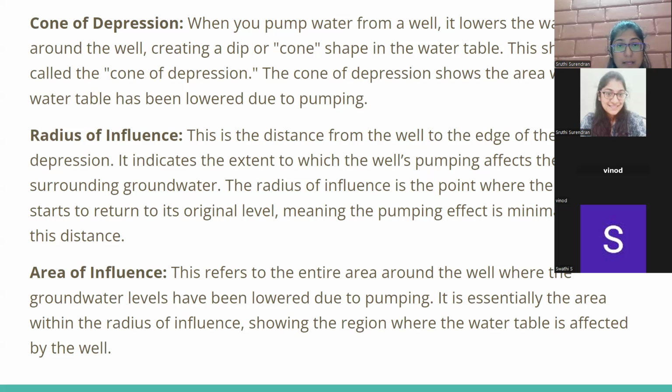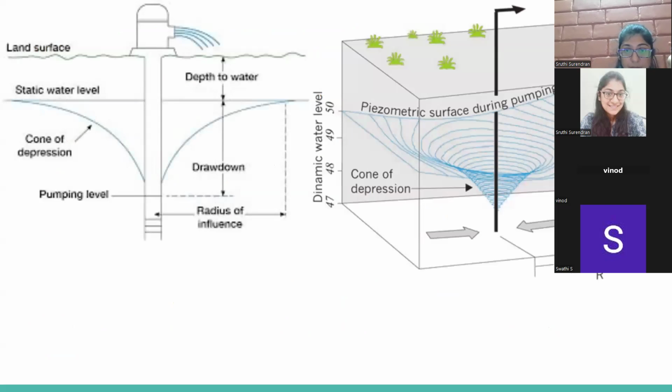Radius of influence is the distance from the well to the edge of the cone of depression. Area of influence is the entire area around the well where the groundwater levels have been lowered due to pumping, the area within the radius of influence. So again, this will be the area of influence. This will be the radius of influence.